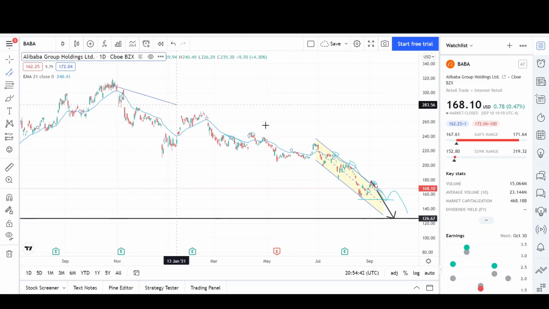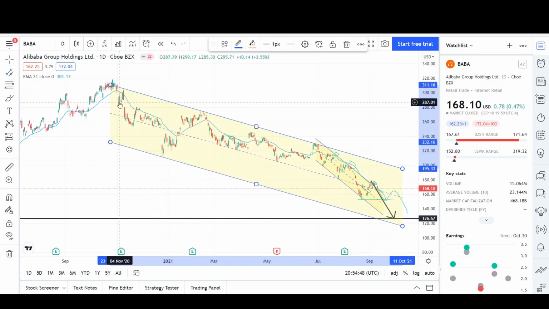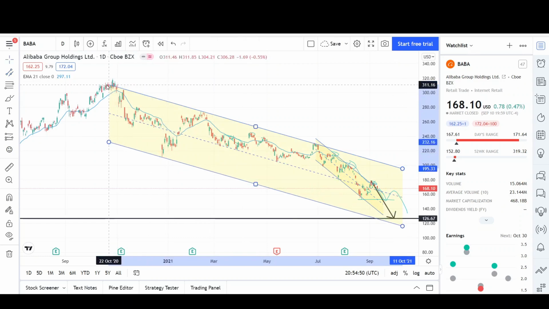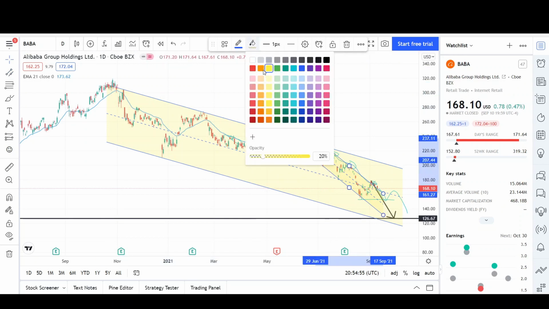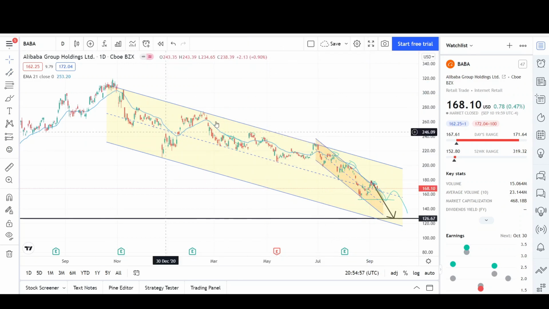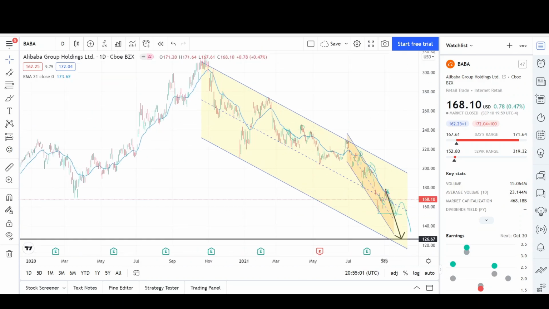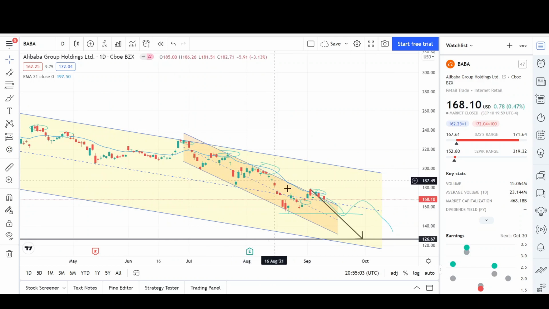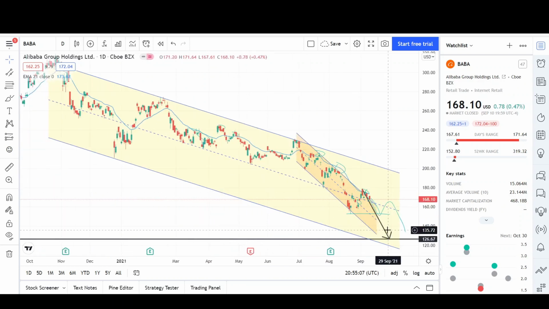Let me just mark it up for you guys. So as you can see here, we're getting rejected from the upper side. And if I just drag that right there, let me just clean this up a little bit. Let's make this one orange. So as you can see here, we're still moving lower. Not any bullish signs yet. And especially since we're kind of accelerating lower to the downside, that's why I expect us to reach this target.